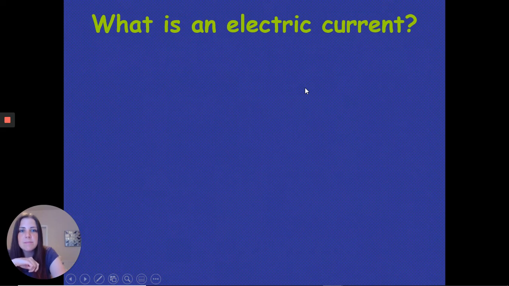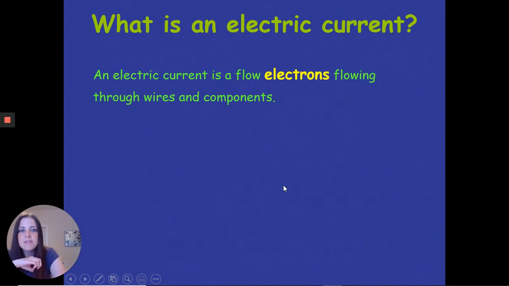So, current. Like I said, you've already come across this. A current is a flow of electrons. They flow around our circuit, through the wires, through the components. They already exist in the wires and in the components. The electrons are everywhere. But if you have your power supply, so your battery or your cell, to provide the energy, then you're going to have this flow of electrons, which is what we're calling the current.